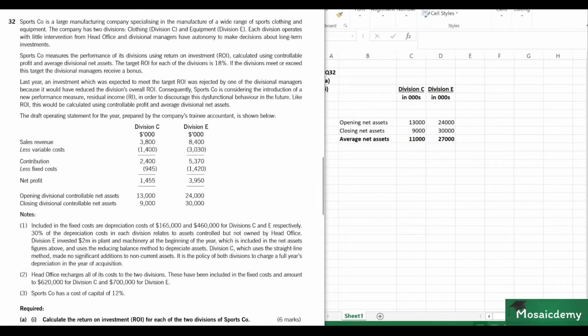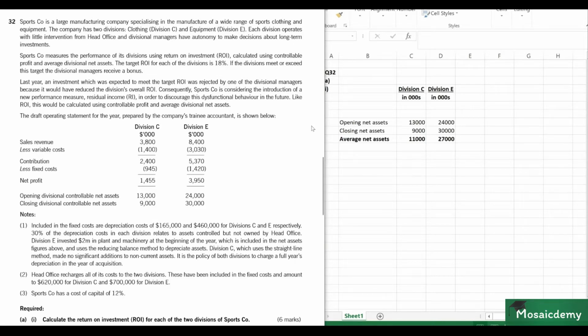So Division E's manager would have charged a full year's depreciation of 2 million at the start of the year, and they're using different depreciation methods. That's not relevant to the calculation here, but it will be relevant to the analysis we do later, because why are they using different methods? Okay, head office recharges all of its costs to the two divisions. These have been included in the fixed costs and amount to 620,000 and 700,000. And Sportsco has a cost of capital of 12%. That's relevant to the residual income calculation.